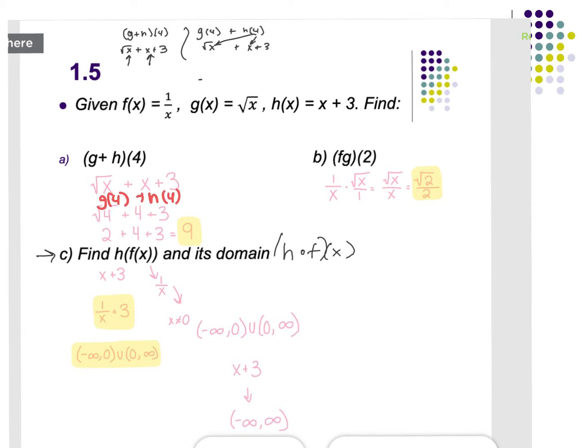So the G of 4 would be the square root of 4, which is 2. The H of 4 would be 4 plus 3, which is 7. And then because this is addition, we add them together, and you should have gotten 9.